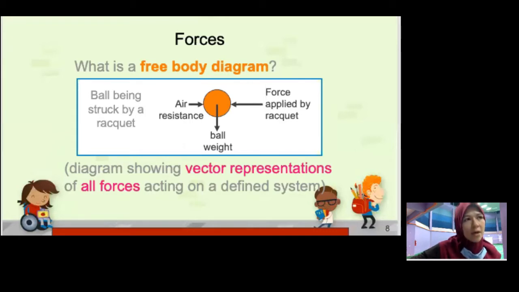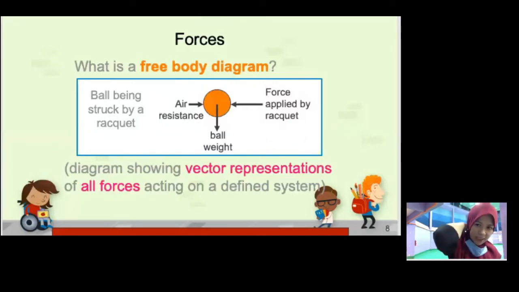Okay, ini adalah bola tenis. Okay, and then ball being struck by a racket. Okay, dia dipengaruhi oleh racket tadilah. Okay, what is free body diagram? The free body diagram. Okay, diagram showing vectors representations of all forces acting on a defined system. Okay, this is the body diagram.